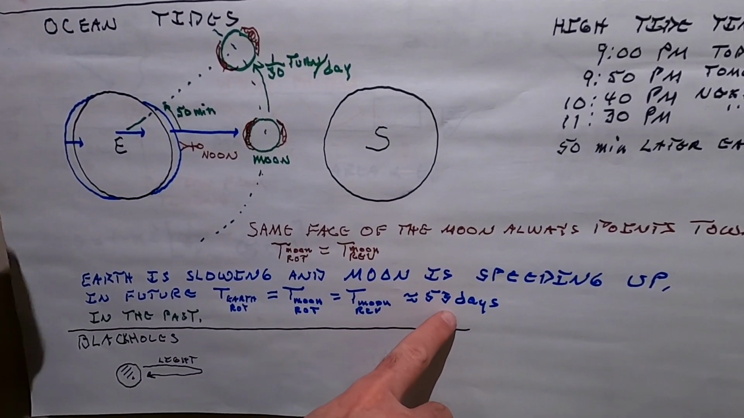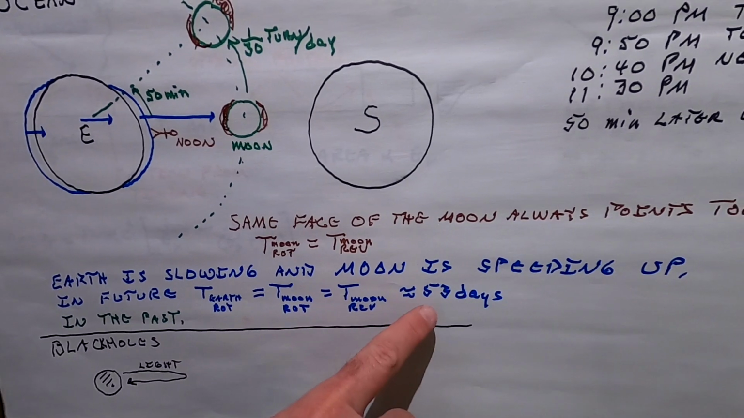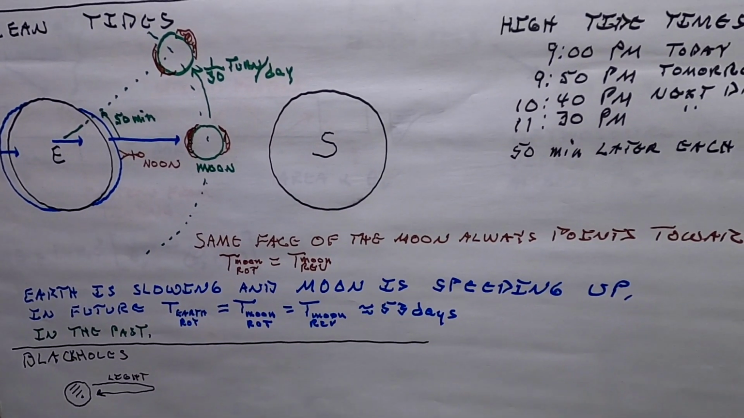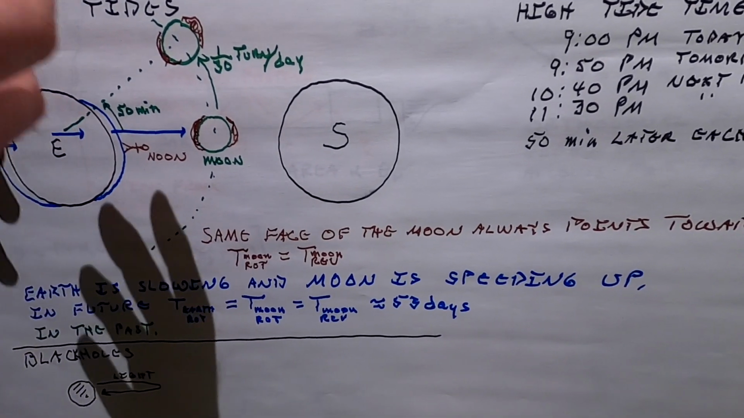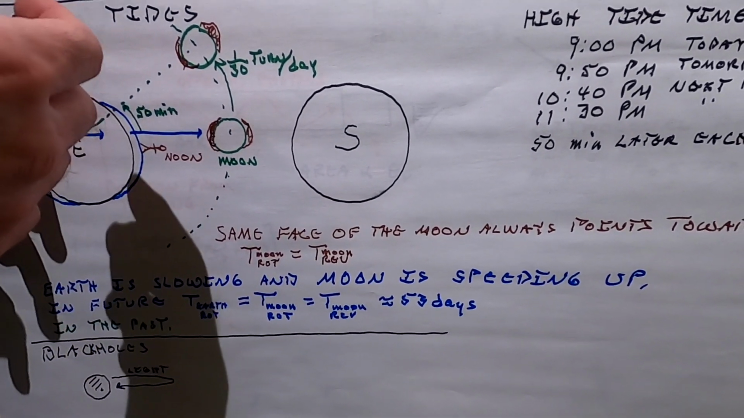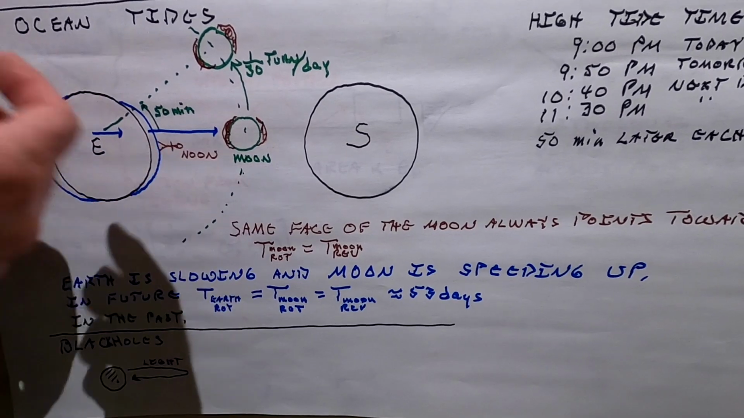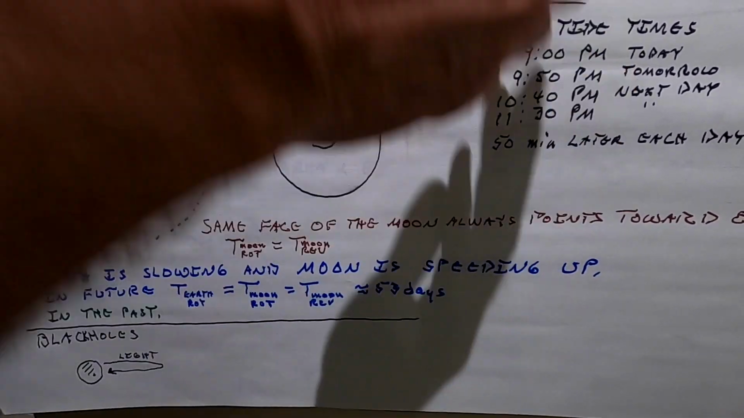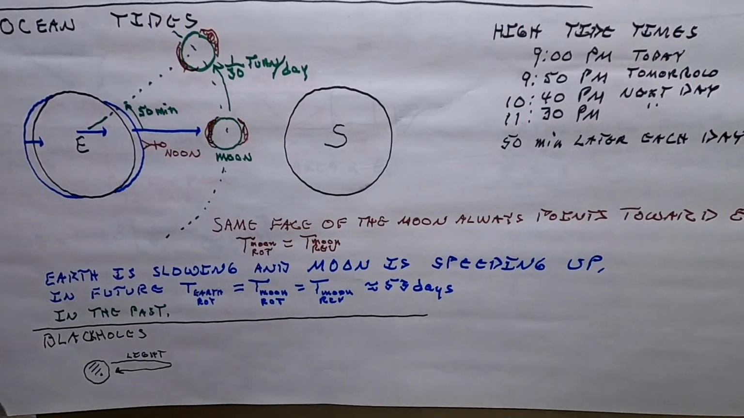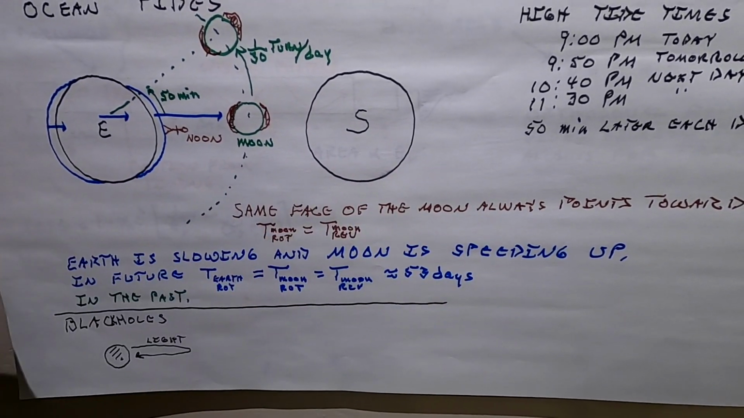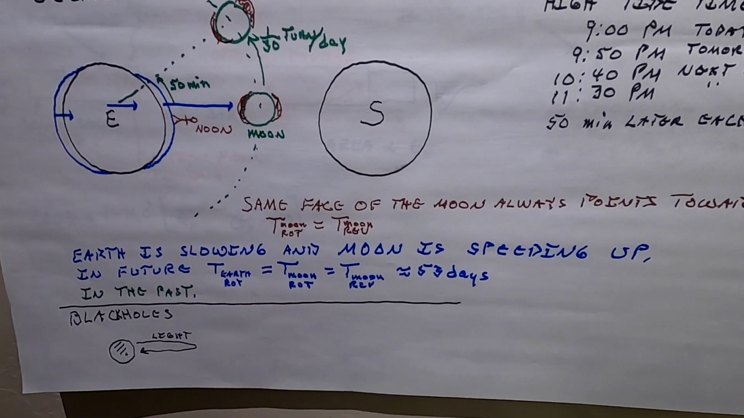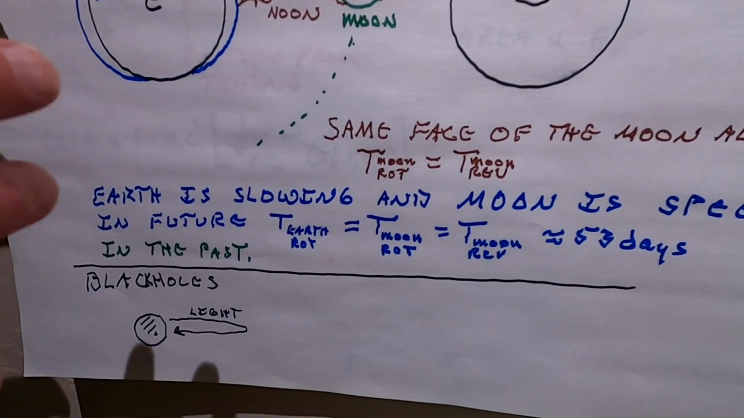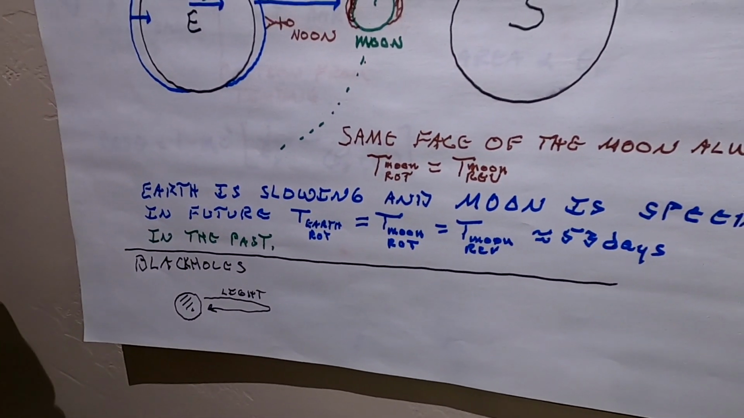So that would mean the year will still be the same, but each day would last 53 days. That would mean that you'd get like 7 days a year. So you'd say birthday every 7 days, and it would last for 53 days. You might want to invest in birthday cakes, or candles. Okay, now we can go back into the past also.